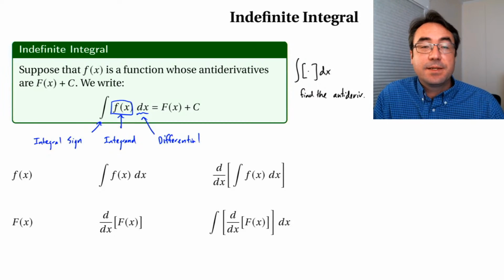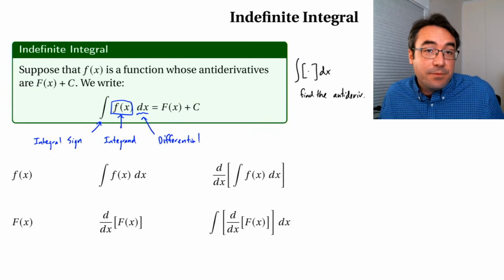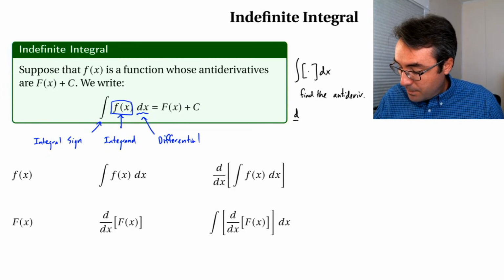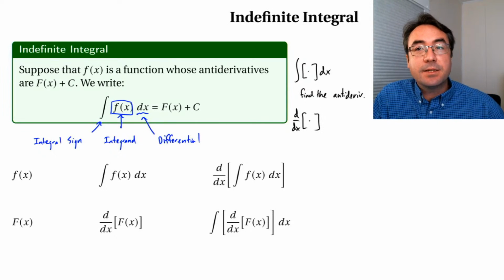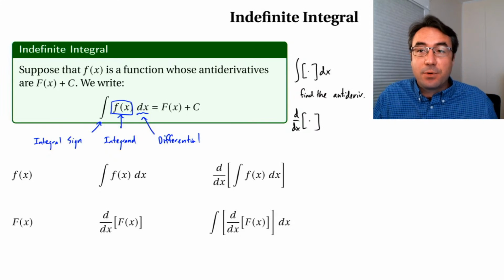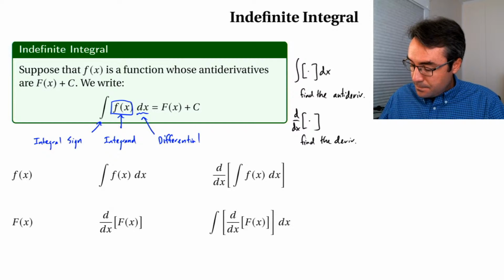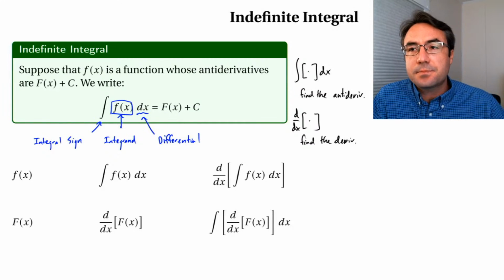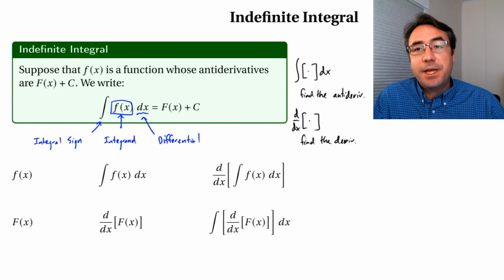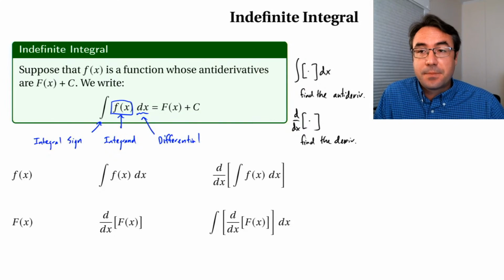So it means just find the antiderivative. And this is very similar to the notation we saw for derivatives. Normally, we would write something like d dx with some brackets, and that just means find the derivative of everything inside the brackets. So this is just notation really saying find the antiderivative or find the indefinite integral.